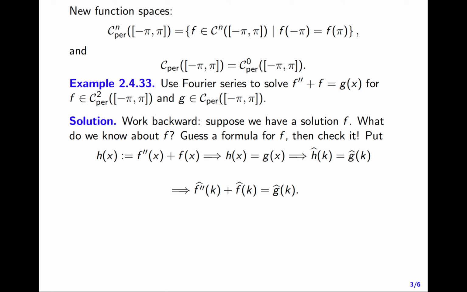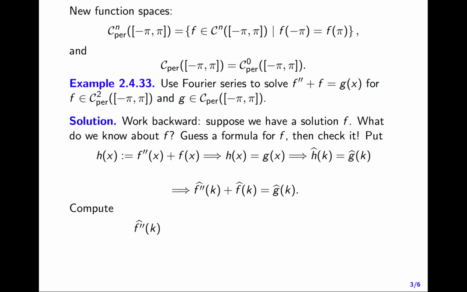So what does this mean? Well, f double prime hat of k plus f hat of k equals g hat of k. Fourier coefficients are linear just because the integral is linear. So f hat of k, there's nothing really to do there. What is f double prime hat of k? Well, I'll use my previous result on interchanging derivatives and multiplication by ik.